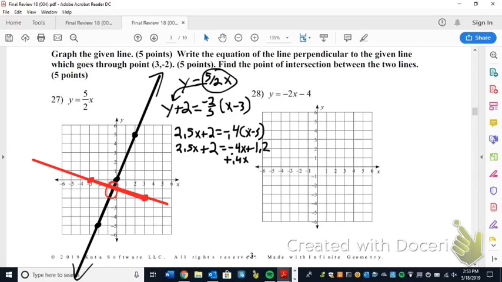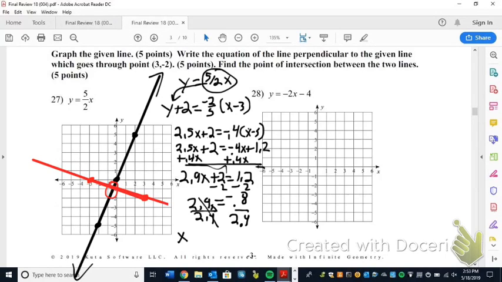We're going to add 0.4x to both sides, and we get 2.9x plus 2 equals 1.2. We're going to subtract 2 from both sides, and we get 2.9x equals negative 0.8. Divide both sides by 2.9, and we get x equals negative 0.28. And that looks about right. That looks like it's a little over negative 1/4.